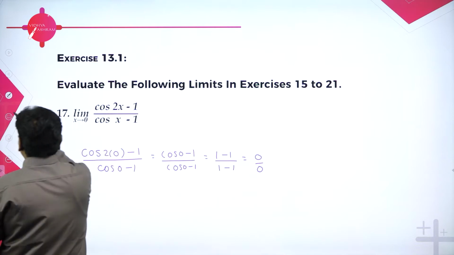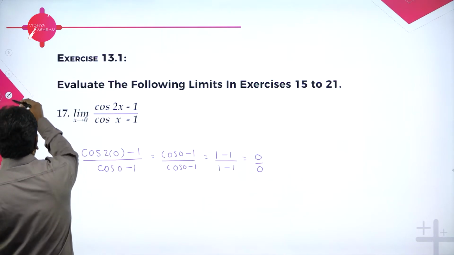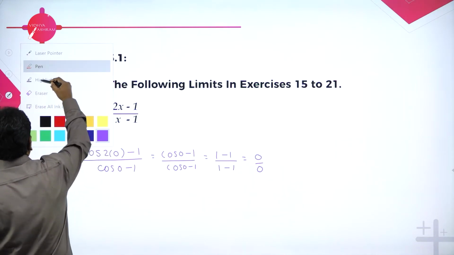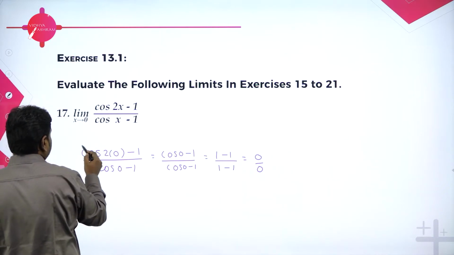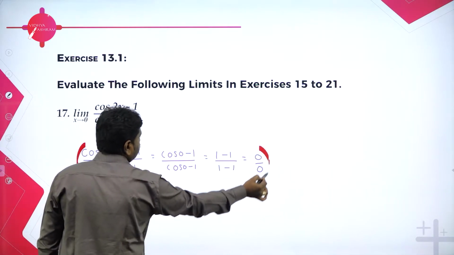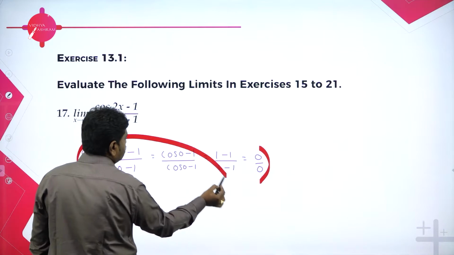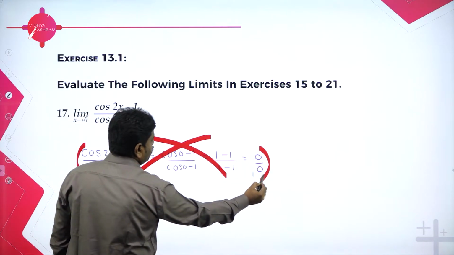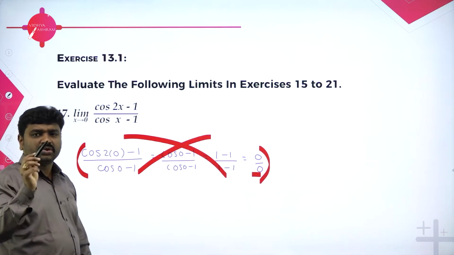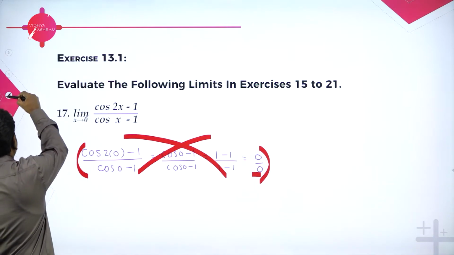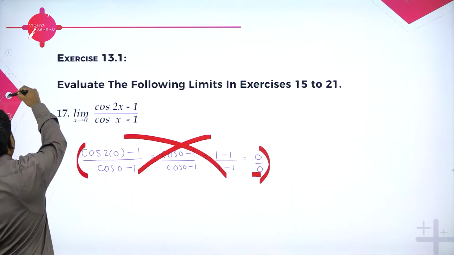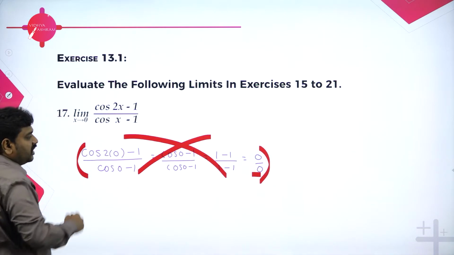Whenever you apply limit, you should not get mathematical indeterminate. So when you apply limit, you are getting indeterminate, so this is not possible. So this is wrong. Why? Because I am getting 0 by 0. Whenever you apply limit, you should never get 0 by 0. Since we are getting 0 by 0, we have to simplify. So now our task is to simplify and apply limit.